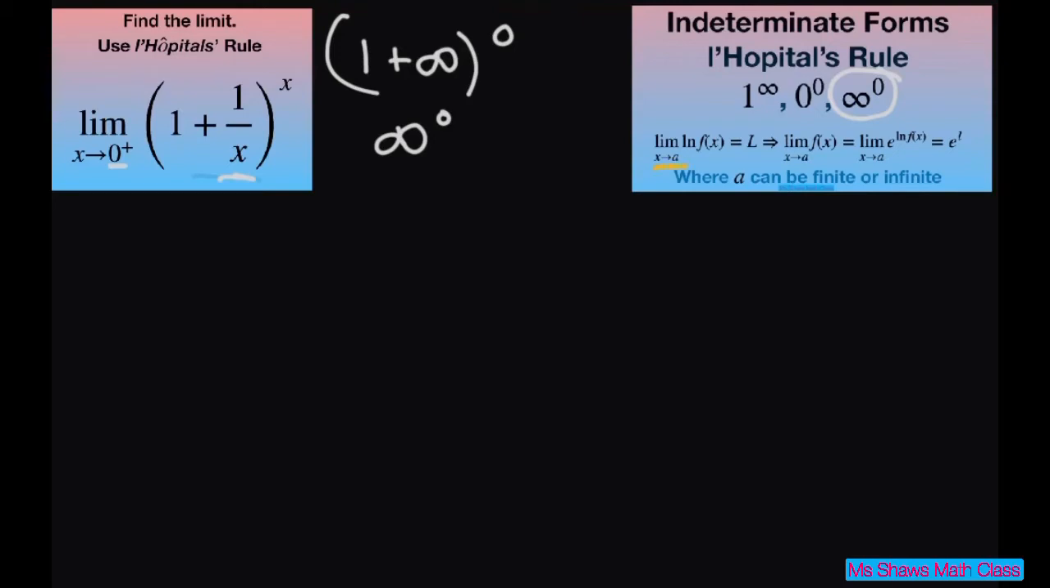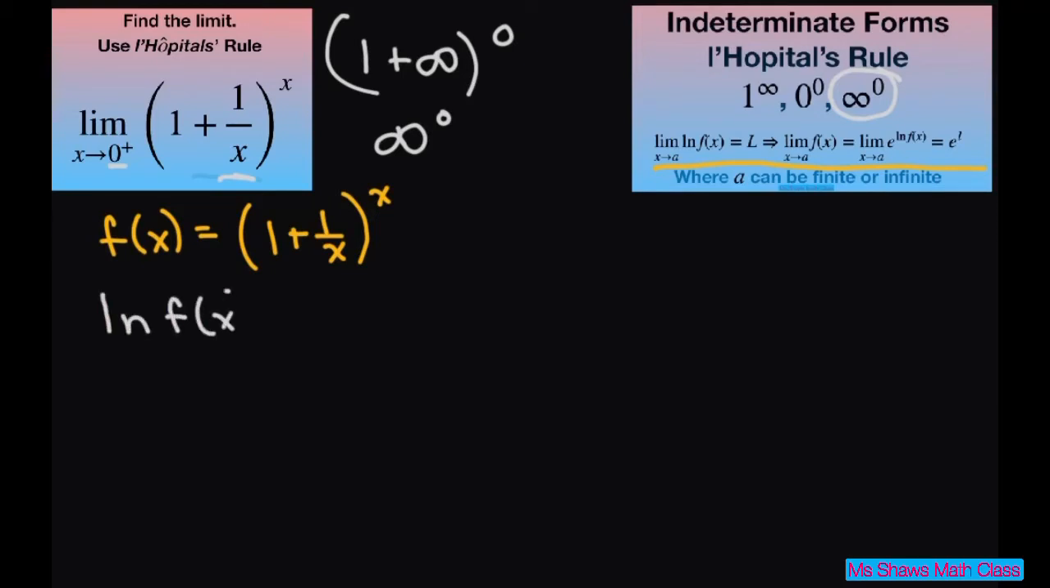So what we're going to do is use this formula here and write our f of x equal to (1 + 1/x)^x. And then we're going to take the natural log of both sides of the equation. And I'll put the x in front already. So ln of f of x equals x times ln of 1 + 1/x.